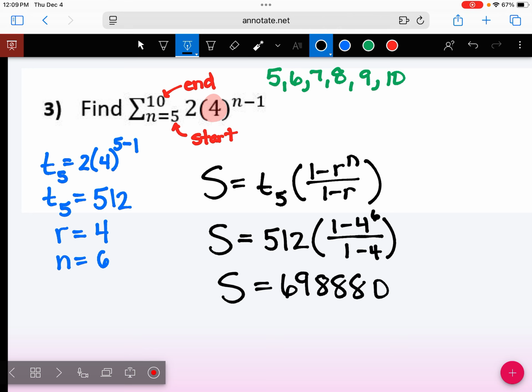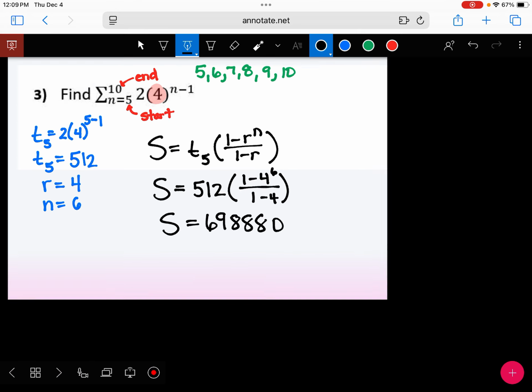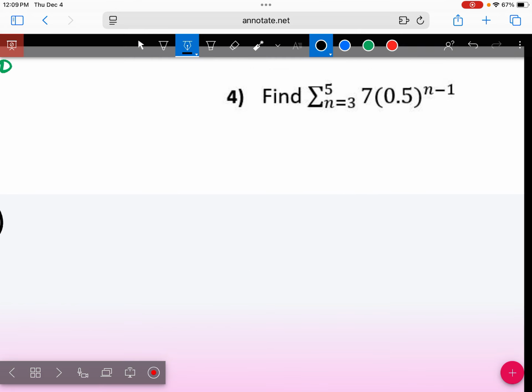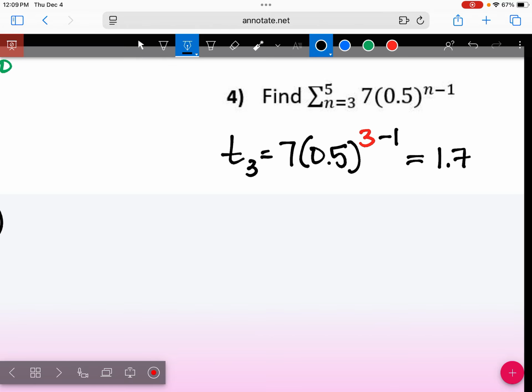So this one is telling me to start where? Where do we start for number 4? We start with the 3rd number and we end with the 5th number. So we need to find T3. All right, who got 1.75? Okay, so then my common ratio is 0.5.